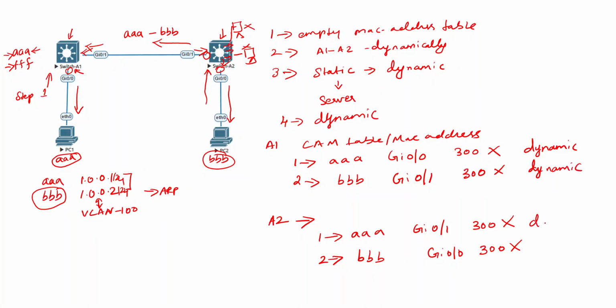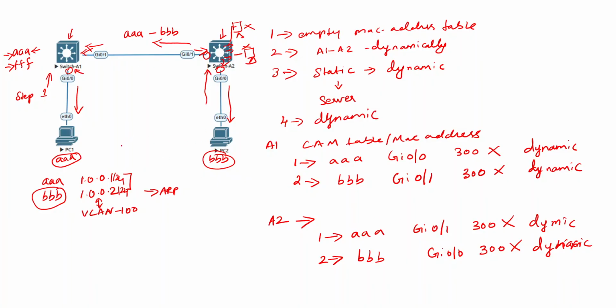If you see the show MAC address table, it will be denoted as dynamic. Here you can see the dynamic, it will be mentioned in the output. So this is how the switch learns the MAC address.